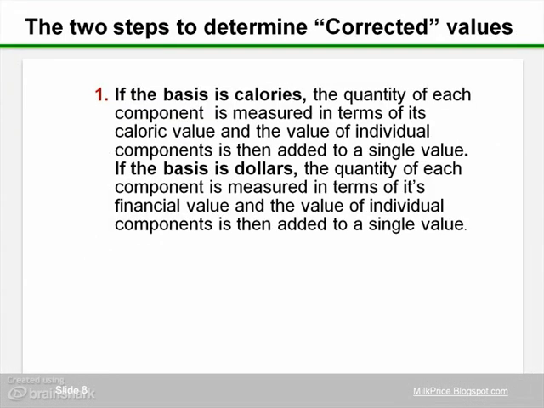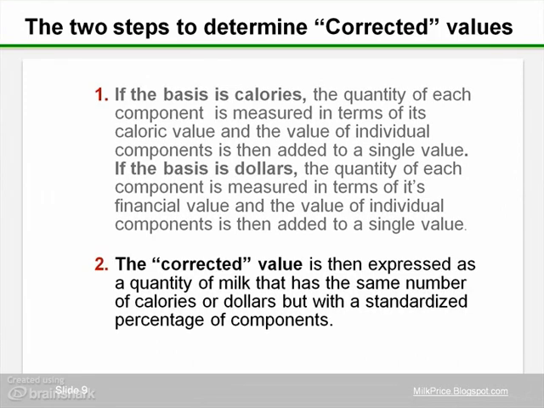If the basis is calories, the value of each component is measured in terms of its caloric value, and the value of the individual components are then added to a single total value. If the basis is dollars, the quantity of each component is measured in terms of its financial value, and the value of the individual components is then added to a single total value. The corrected value is then expressed as a quantity of milk that has the same number of calories or dollars, but with a standardized percentage of components.